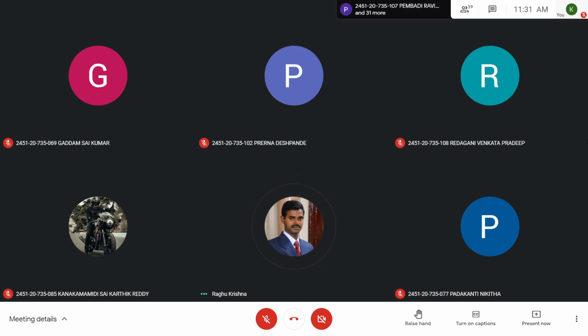Now here, a transformer consists of two windings, the primary and the secondary, wound on a common laminated magnetic core. So you know that magnetic core. Magnetic core means made up of magnetic material like iron, steel. Okay.